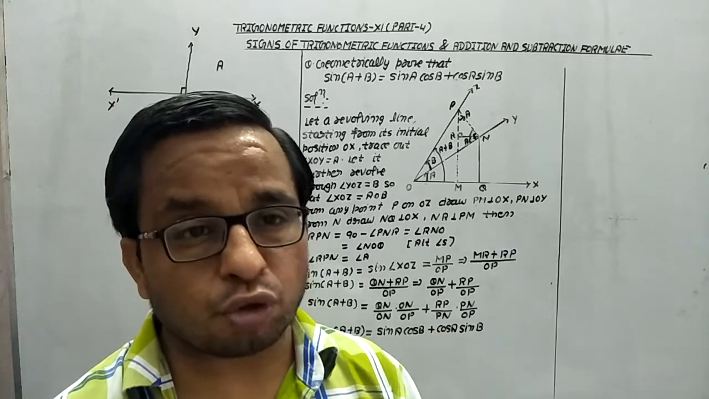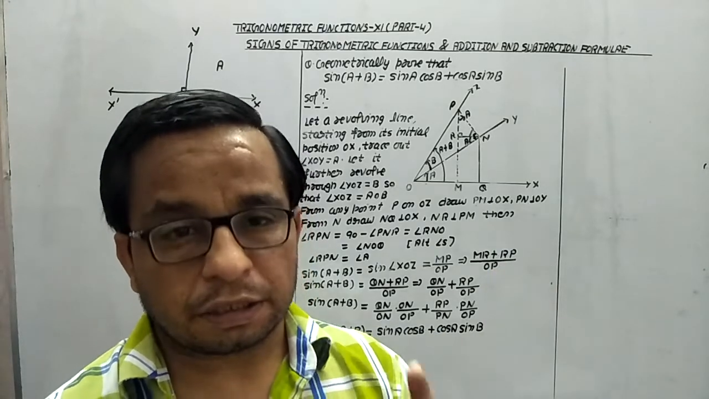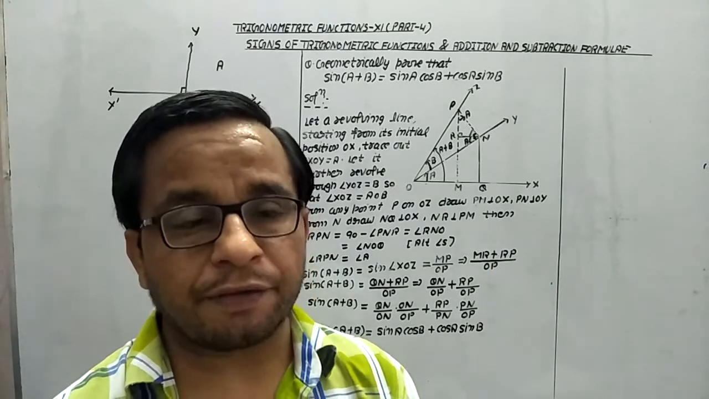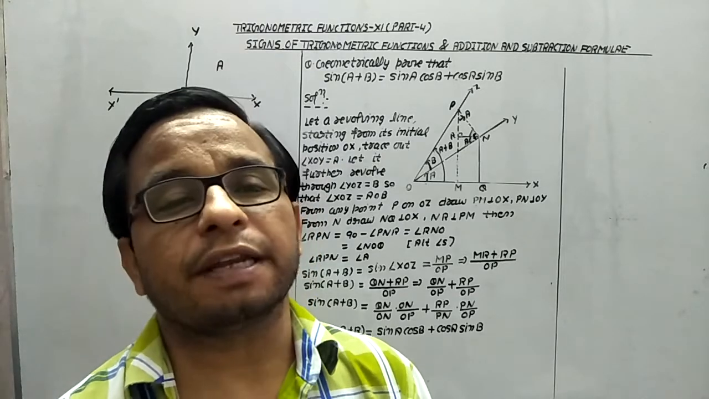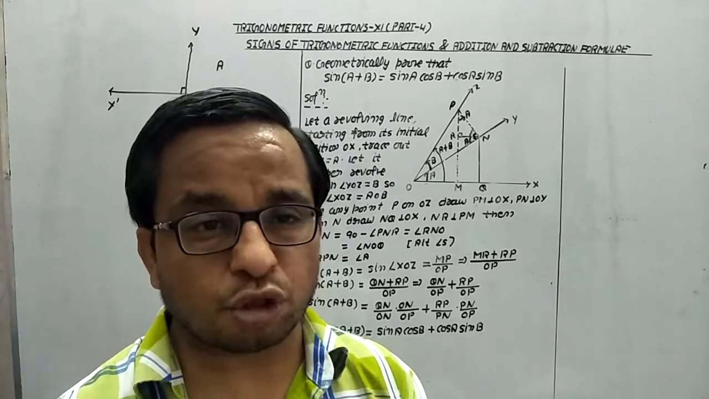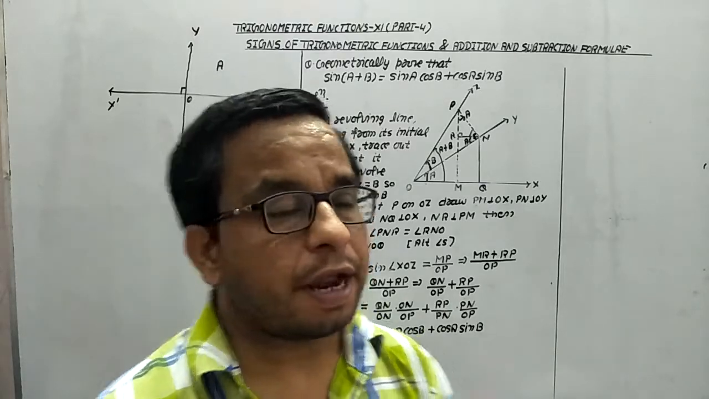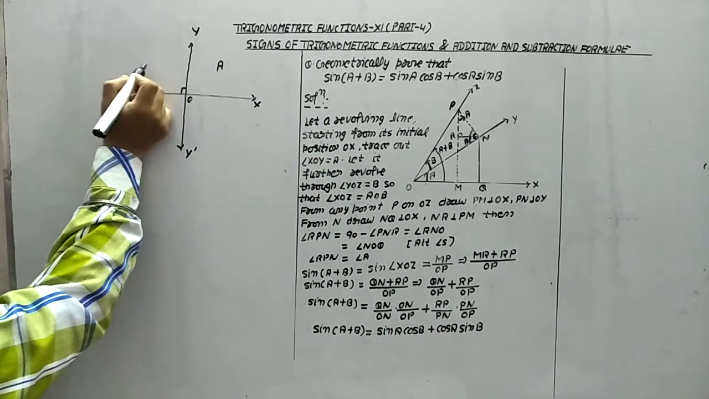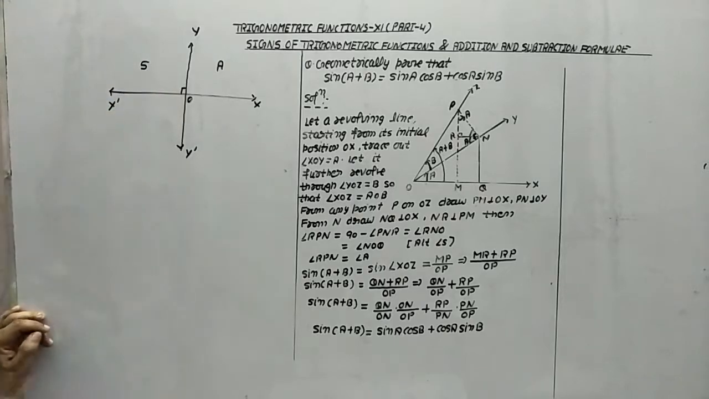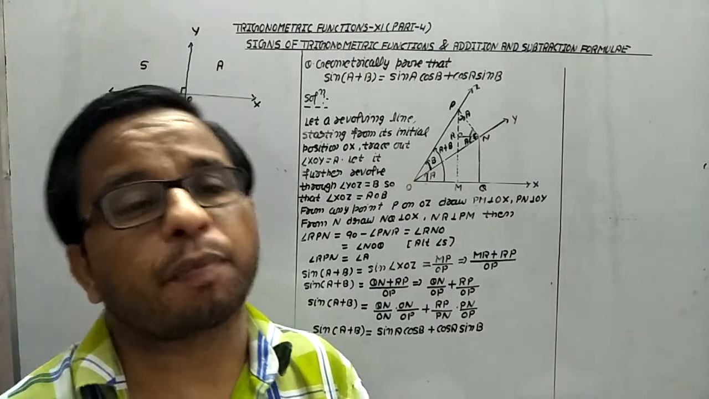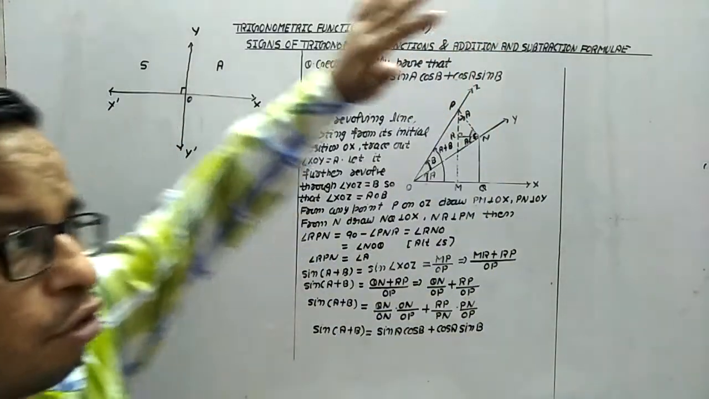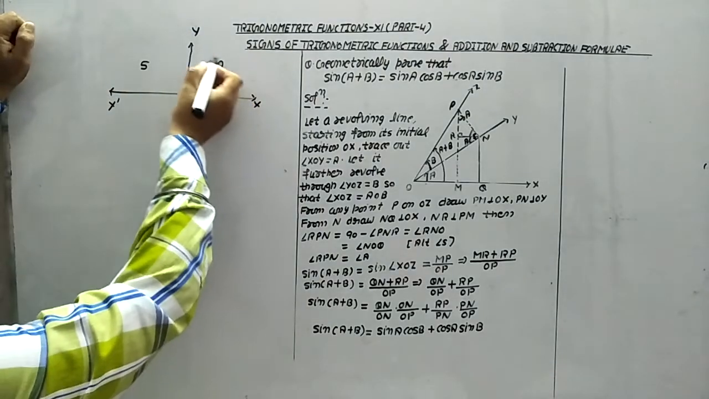Now tan theta is equal to sin theta upon cos theta. Sin theta is positive, cos theta is negative, so tan theta is negative. And cot theta is equal to 1 upon tan theta, so cot theta is also negative. It means in this second quadrant, sin and its reciprocal cosec theta are positive. So on the basis of this, we can take a general rule.